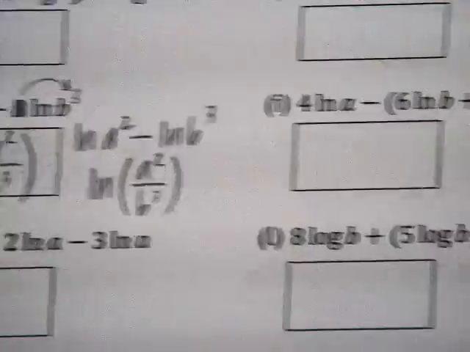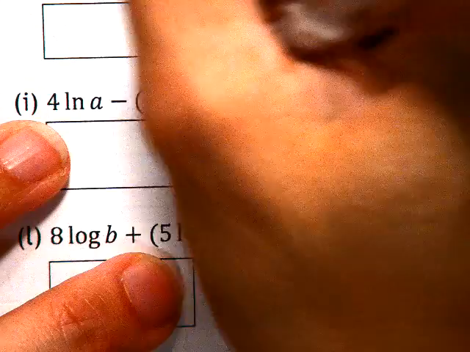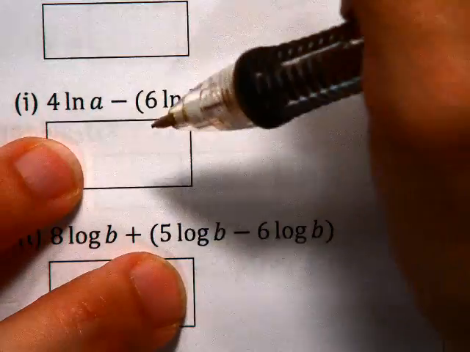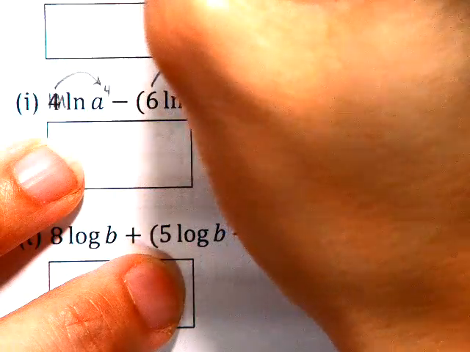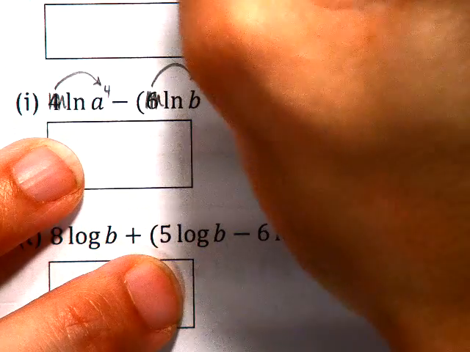One more example, just so you can see that it starts to go a little quicker once you know what to expect. Let's look at letter I. We can see potential powers in the front. You'll always recognize them with numbers in the front, so bring them up. A to the 4th, cross it out. B to the 6th, cross it out. C to the 7th, cross it out.